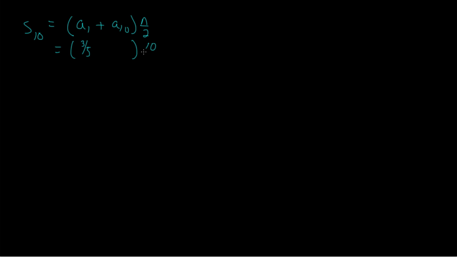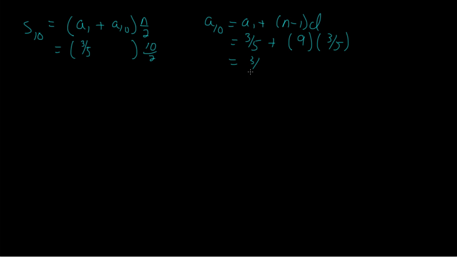And I know I'm looking for the 10th term, but how do I find the 10th term? Well, I need to use my a1 plus n minus 1 d formula. So the 10th term is going to be 3/5 plus 9 times the common difference of 3/5. 3/5 plus 27/5 is 30/5, which is 6. Substituting that in back here, plus 6, I'm finally ready to finish the sum of the first n terms.